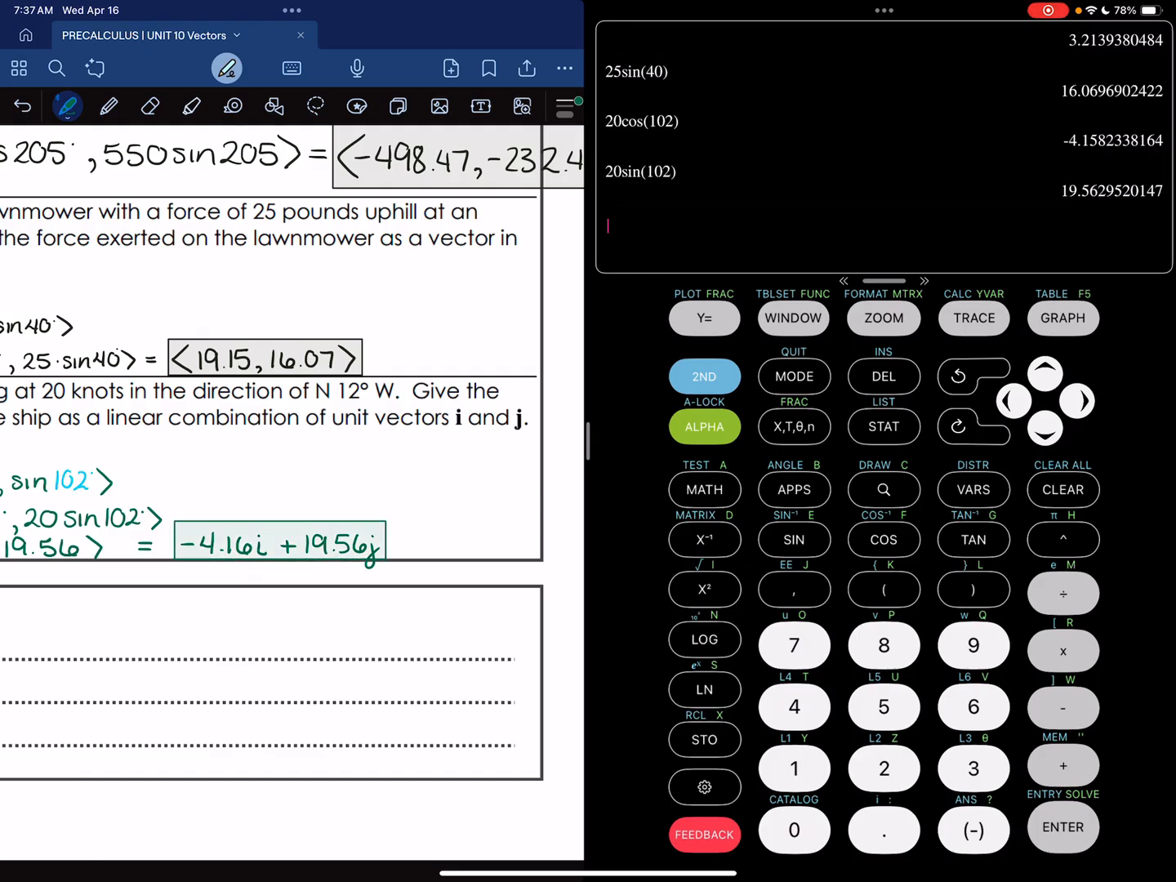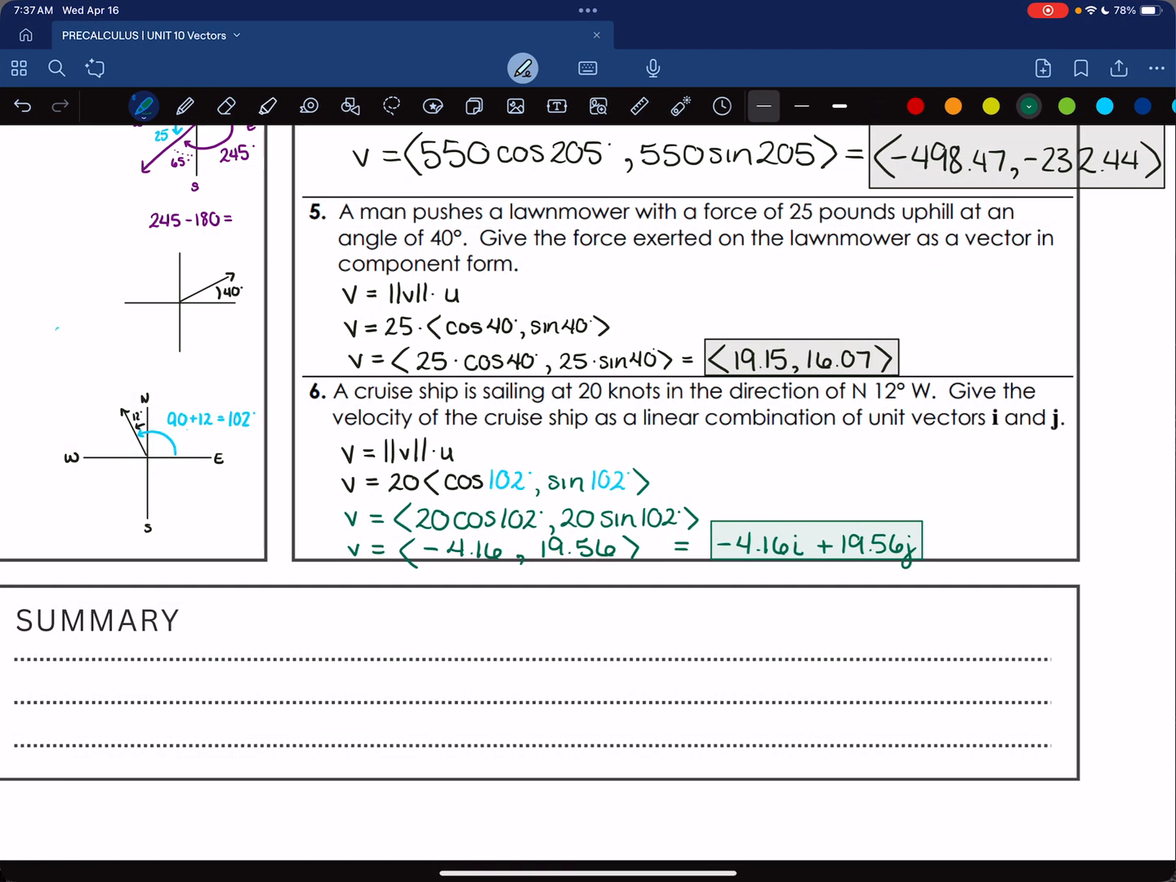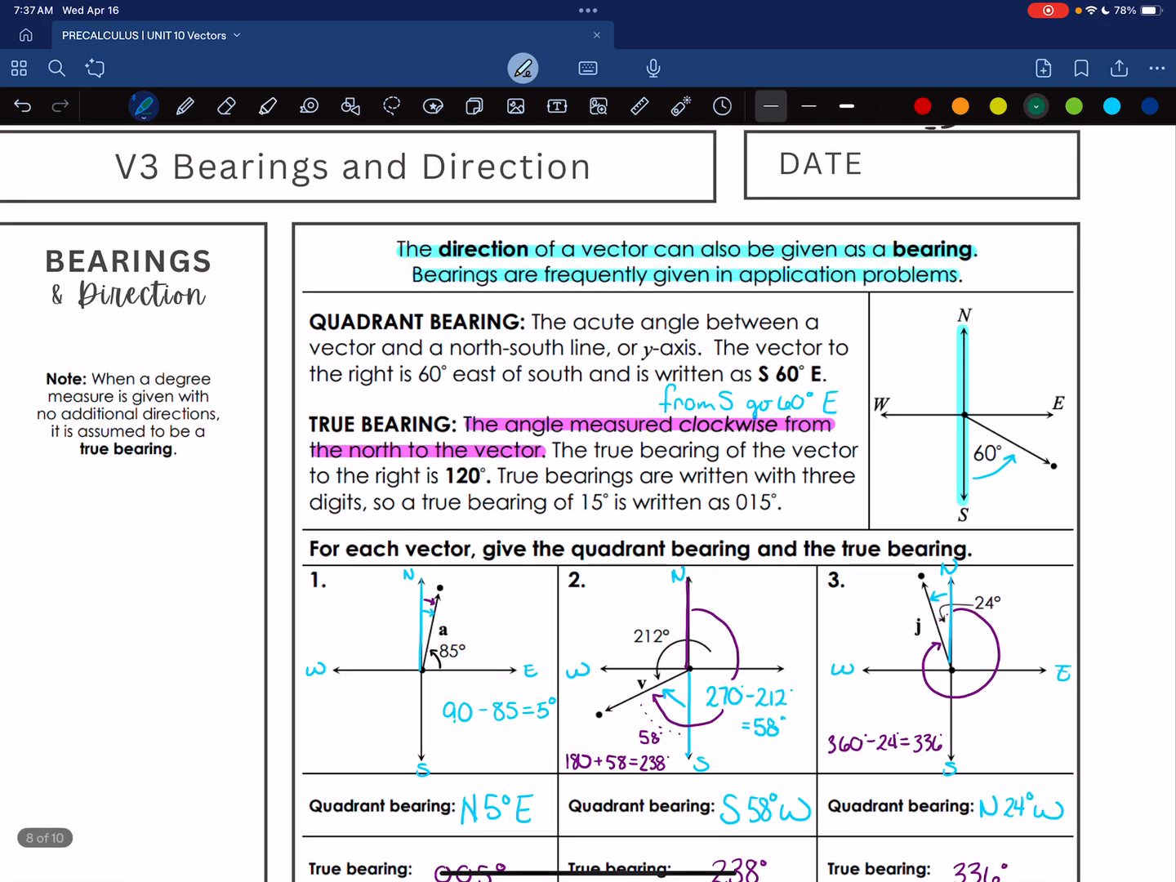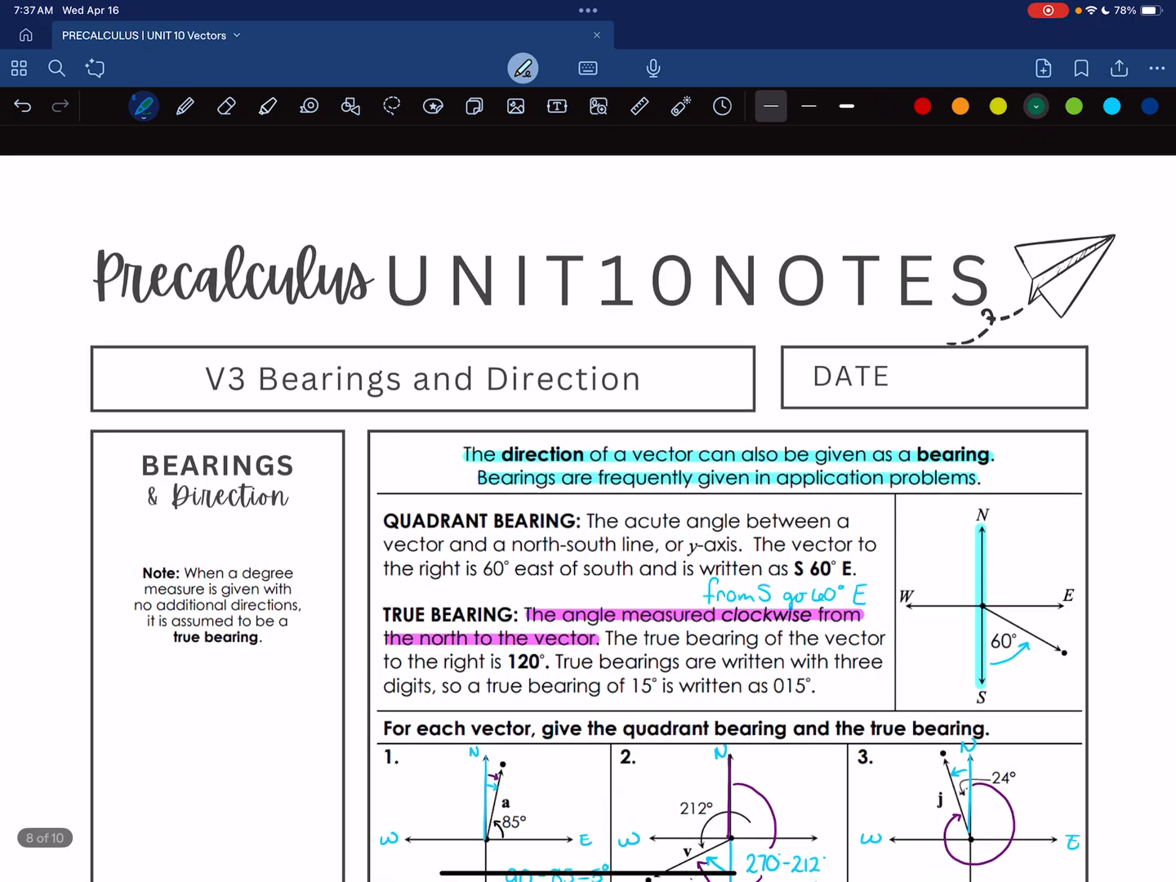All right, there you have it, ladies and gentlemen. That is taking bearings and direction and seeing how vectors are going to be so critical in this kind of application scenario.